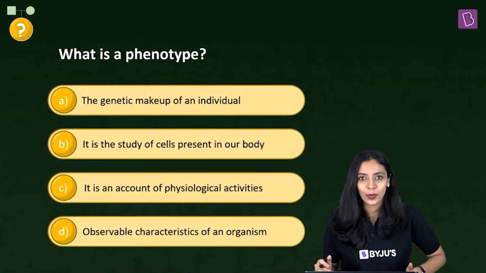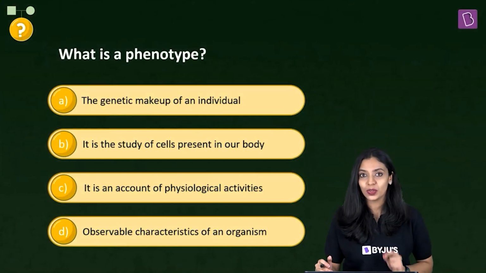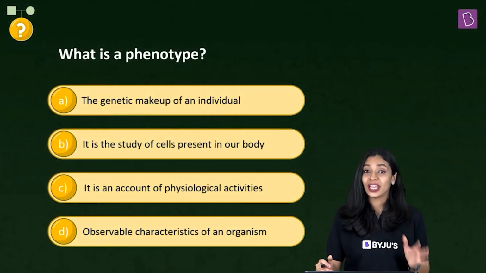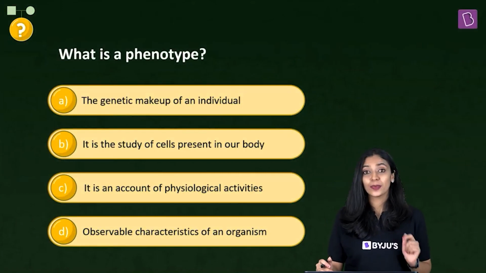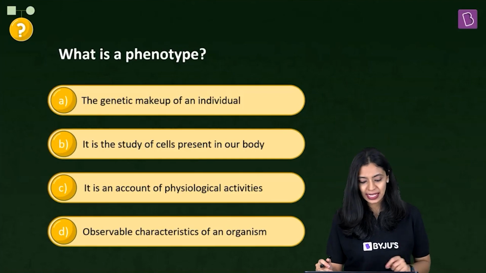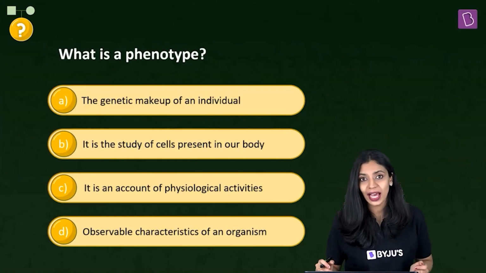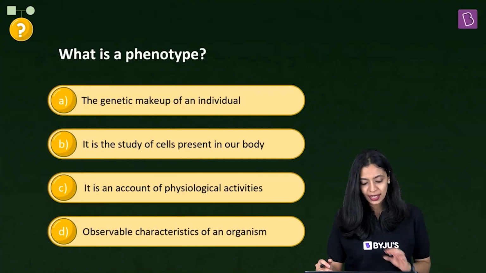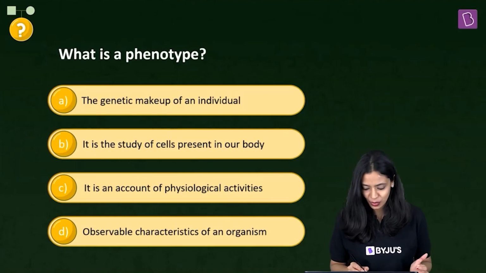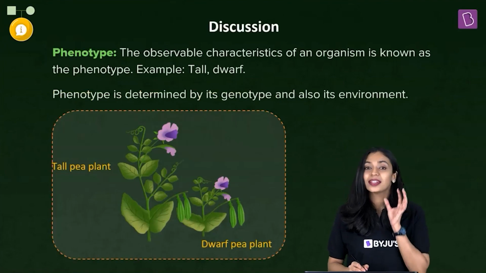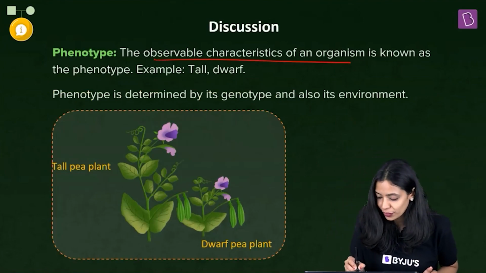Now let's take a look at the question. What is a phenotype? Option A, the genetic makeup of an individual. Option B, it is the study of cells present in our body. Option C, it is an account of physiological activities. Option D, observable characters of an organism. Now this is a very easy question. What is a phenotype? It is the observable characters of an organism.